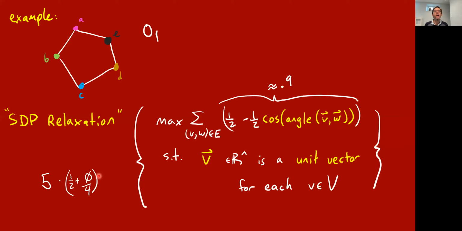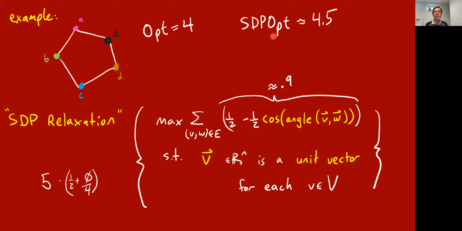Ignore this. Right, so what's the integer solution? The actual solution here, the optimal cut, is 4 edges, because this is not a bipartite graph, so it's impossible to find a partition that cuts all the edges, but you can get 4 out of 5. But the SDP opt is approximately 0.9 times 5, because every edge is achieving this 0.9, so the SDP opt is around 4.5.